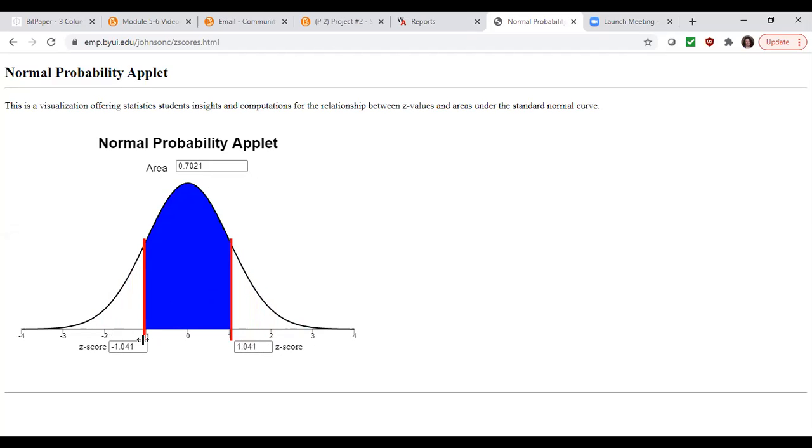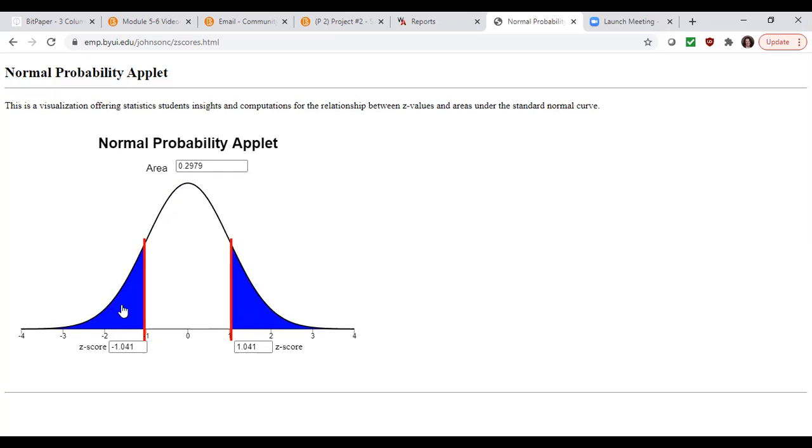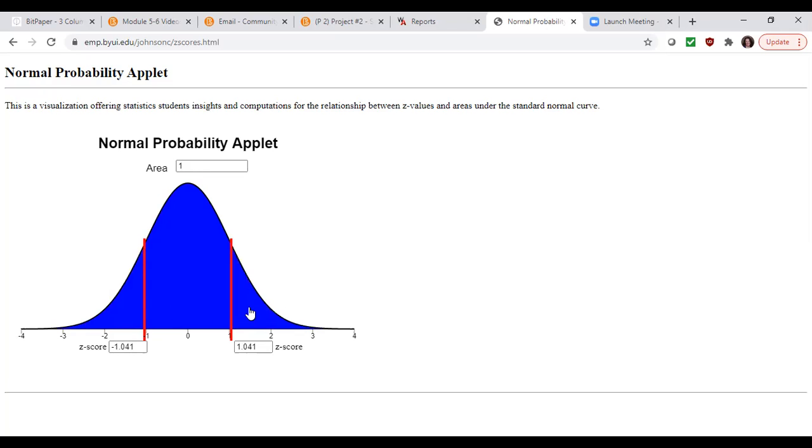I can move it in and find that the area between -1.014 and +1.014 is 0.7021, or about 70%. I can shade a little bit higher and know the area from -1.041 and above, or I could find below, or just above. But notice how there's that symmetry going on here, and the area is always this shaded area, and the z-scores tell us how far we stepped away from the mean.